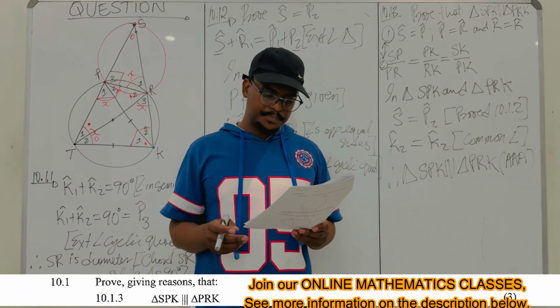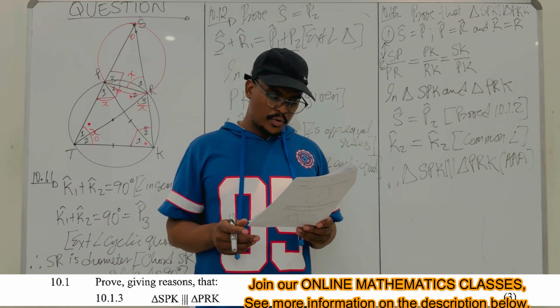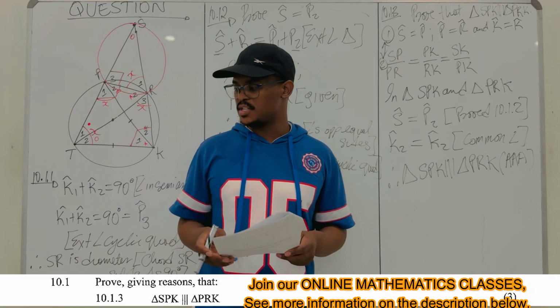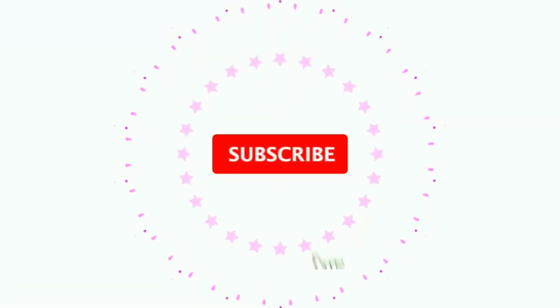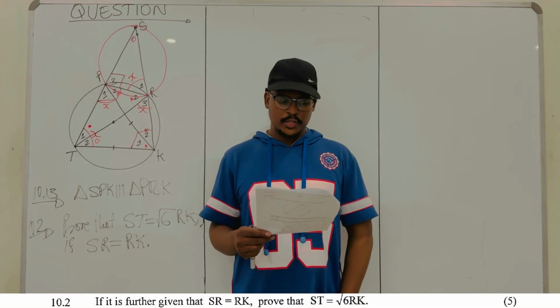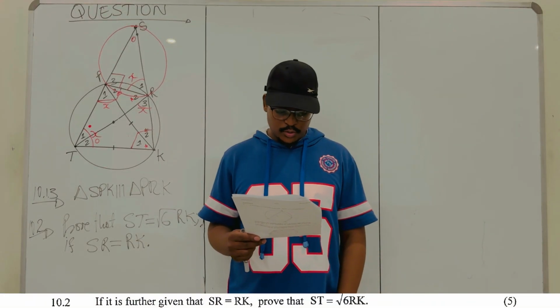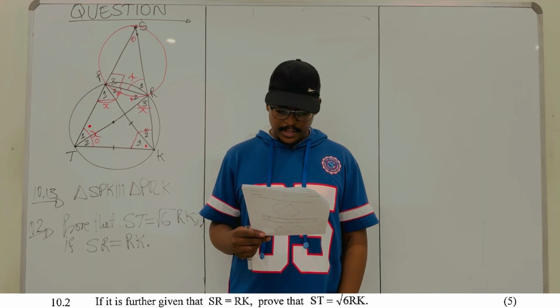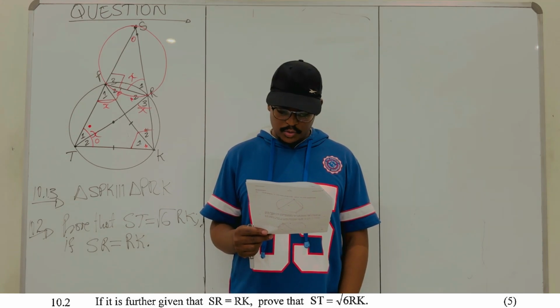Now we're going to do the last question, which is 10.2, and we'll be done with this question. So let's go into 10.2. Okay, so now we're doing the last question, which is 10.2. They're saying, if it is given that SR is equal to RK, prove that ST is equal to square root 6 times RK.